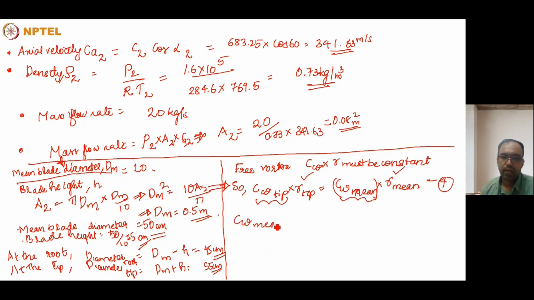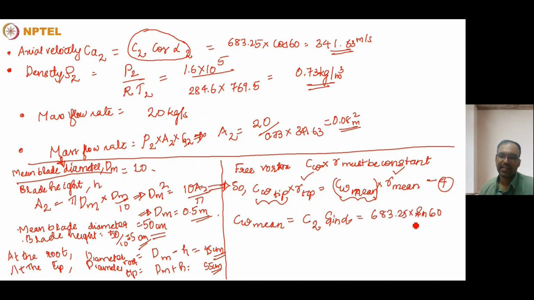So the whirl component of the velocity at the mean point will be given as C2 into sine alpha. The axial velocity component we have represented as C2 into cos alpha. So the whirl component is represented as C2 into sine alpha. So 683.25 into sine 60. So that will be coming around 591.71 meter per second.